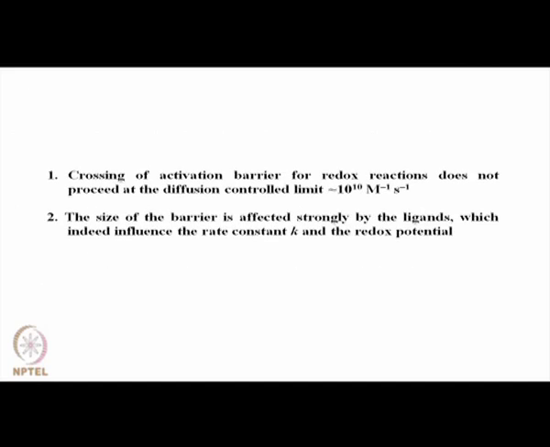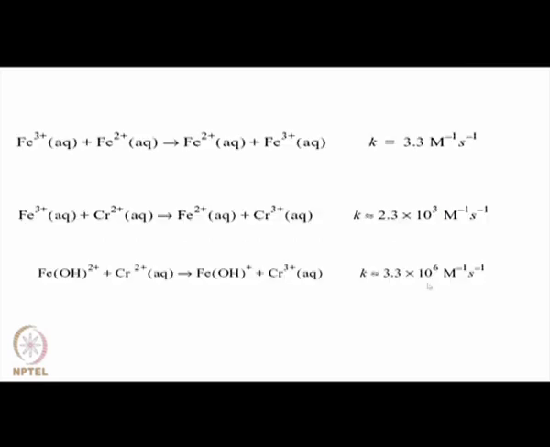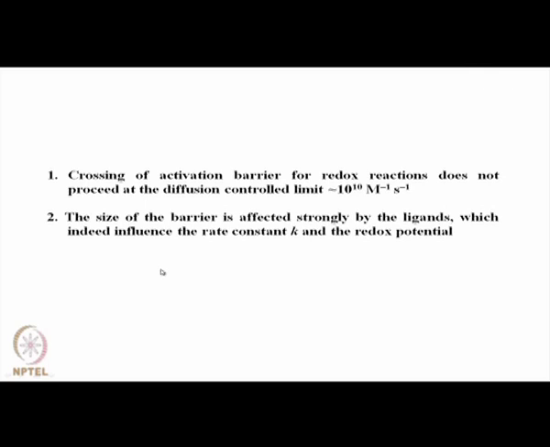Okay, so the crossing of the activation barrier for redox reaction does not proceed at the diffusion control limit, say 10 to the power 10 mole inverse second inverse, and also the size of the barrier is affected strongly by ligands. As I told you, from this example, the size of the barrier is affected strongly by the ligands, which indeed influence the rate constant k and the redox potential. Okay, so ligands play a vital role in controlling the rate of electron transfer.